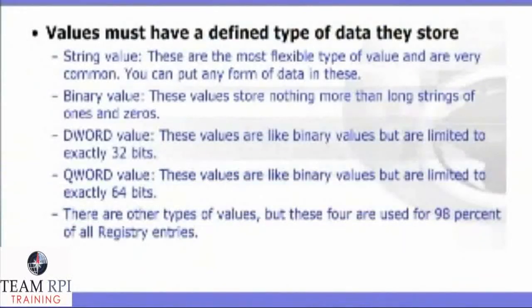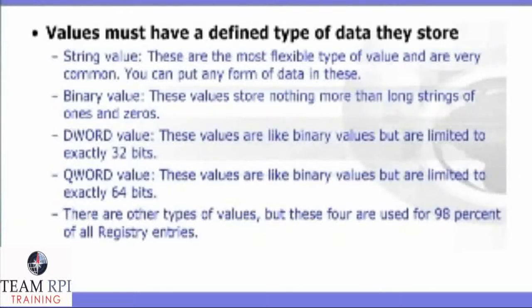Now, values must have a defined type of data they store, either string values, binary values, D-word values, Q-word values. These are the main four that you need to be concerned with for the A+ certification. However, there are some other types of values, but these cover about 98%.